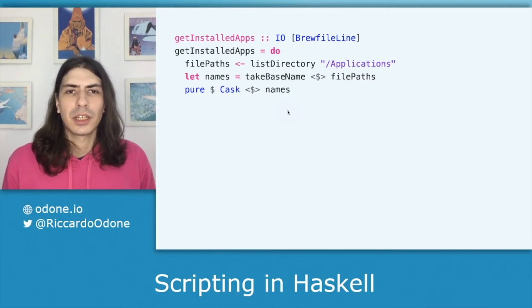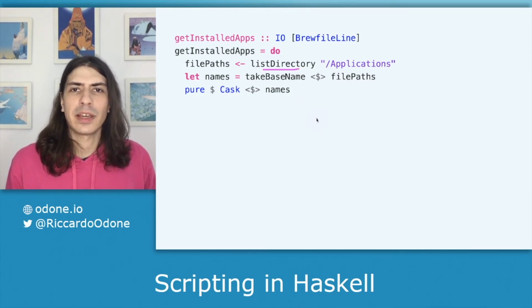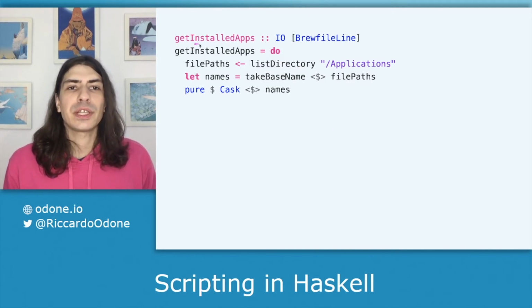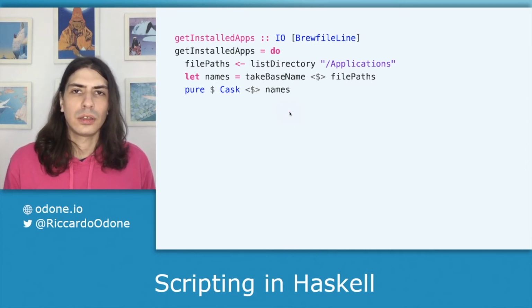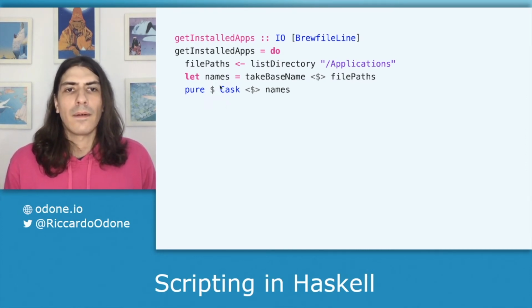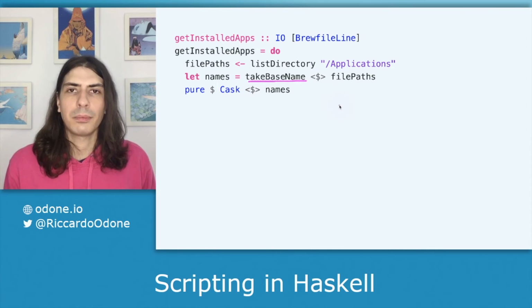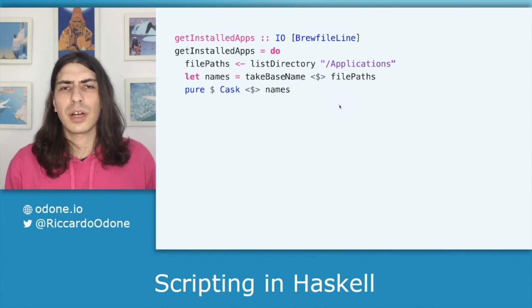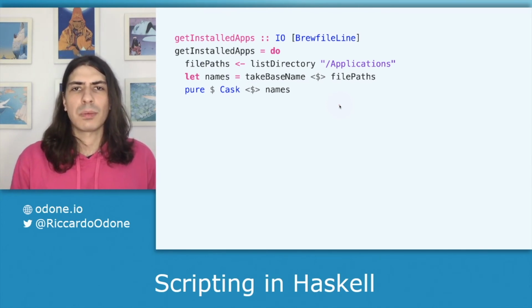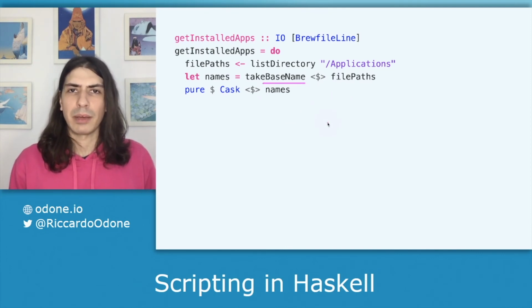Another piece here that could be interesting is this list directory. So this function here is in charge of returning the installed apps on the operative system. And what it does here is that it takes all of the files contained inside of the applications folder, and then it takes their base names. So I don't really know, I think it's .app, the extension of an app in macOS. So if there was, I don't know, Sublime Text.app, this take base name would extract Sublime Text.